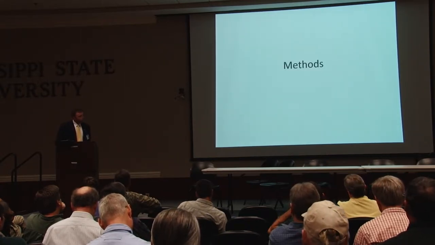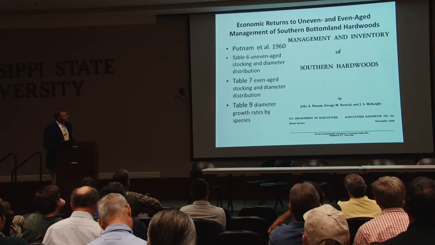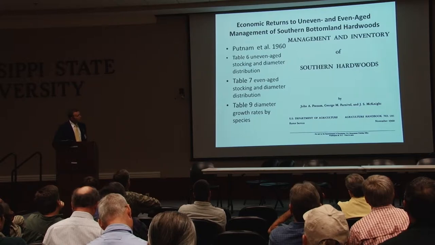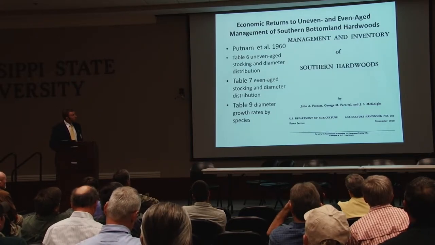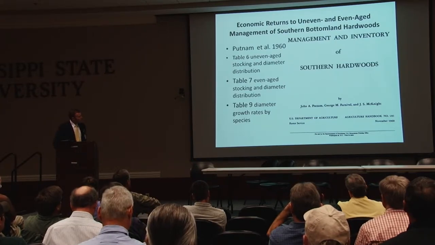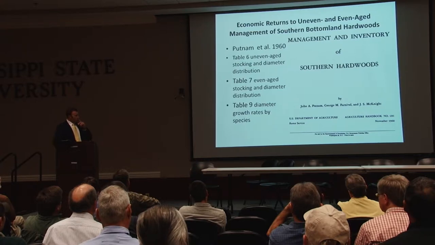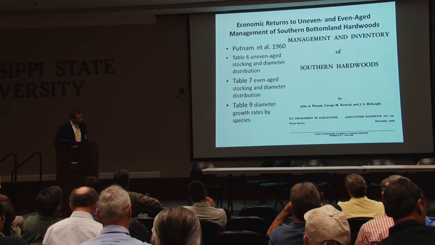Now, with that background, I'll go into some of the methods for the valuation. Again, as I alluded to, we're going to use Putnam's 1960 publication, Management Inventory of Southern Hardwoods. We're going to look at two tables, table six on even age stand, and table seven, the even age stand. And table nine provides us with some guidance on the growth rates by species, which we'll apply.